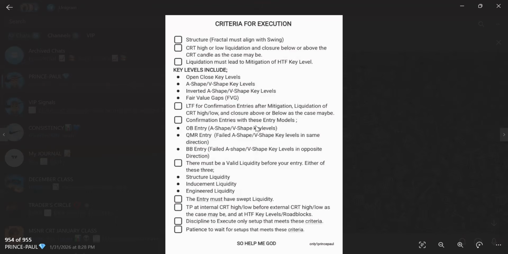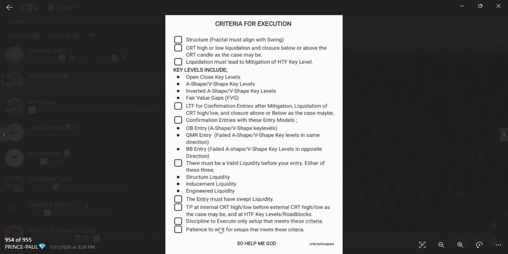So for the purpose of this video, the confirmation entry that was spotted was the second one, the QMR entry, which is a failed A-shape or V-shape key level in the same direction of price, right? And there must be a valid liquidity before your entry, either of these ones: the structural, the inducement, or the engineered liquidity. One of them must be present before you take that particular setup, right? Then the entry must have swept liquidity, which is for sure. Then your take profit will be at the CRT high or low, which is the internal CRT high or low, or before the external, right? I'm going to show you all that on the chart.